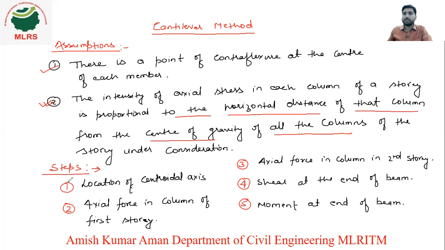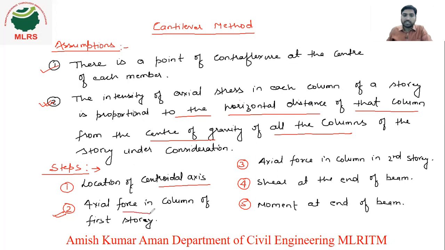Now coming to the steps, how many steps are there in the cantilever method? The first one is the location of the centroidal axis. The first step is to identify where the centroidal axis of the whole frame is. Whatever frame is given, we will find the centroidal axis first. Second, we will find the axial forces in the columns.